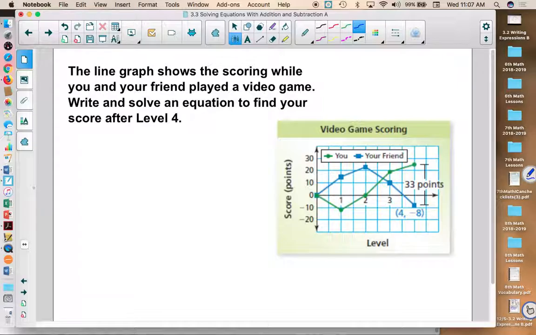I gotta look at the picture. I started out at 0. Am I? Yeah, I'm green. Started out at 0. I dropped to a negative 10. I leveled off. There's 20. Okay. Altogether, I've got 33 points, right?